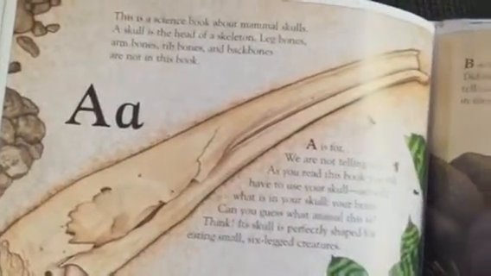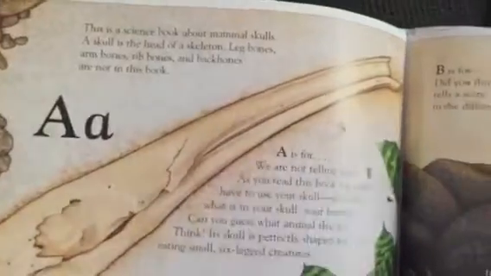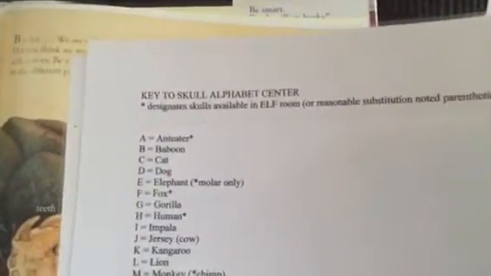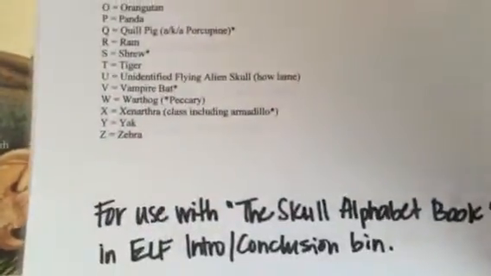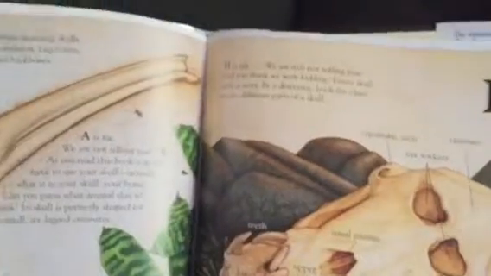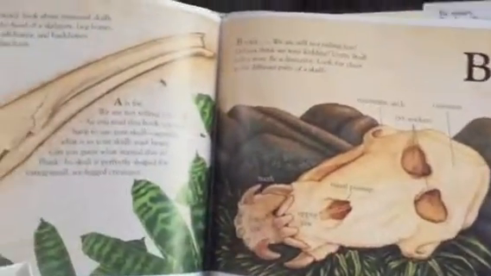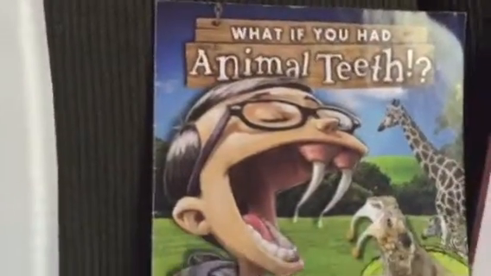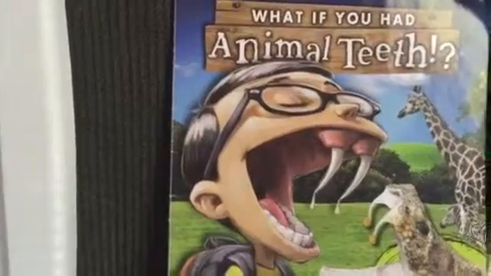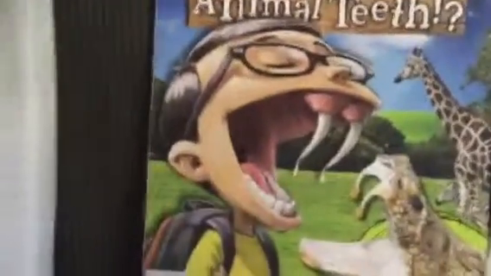Well, what has a long snout? Well, it's an anteater. And if you're not sure, we also have provided a key to the skull alphabet. So that will hopefully help you. Anyhow, I think it's a fabulous book to just sum up and wrap up what they've learned over the whole unit. There's also What If You Had Animal Teeth, and that summarizes in a different way, thinking that the kids have the animal teeth and what those teeth would be good for, and therefore what you would eat.